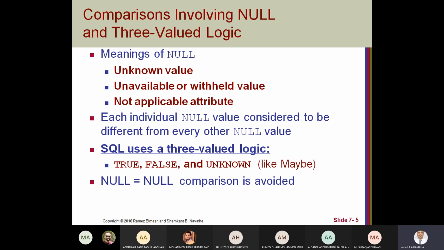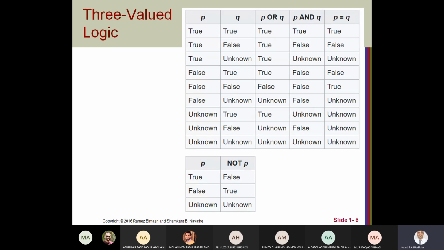When you have a null value, it's an unknown value, an unavailable value, or a not applicable attribute. We consider it as null. The meaning of unknown in the logical comparison for SQL is similar to maybe true, maybe false. We don't know. If you imagine it like maybe true or maybe false, you can understand what the result is from any comparison.